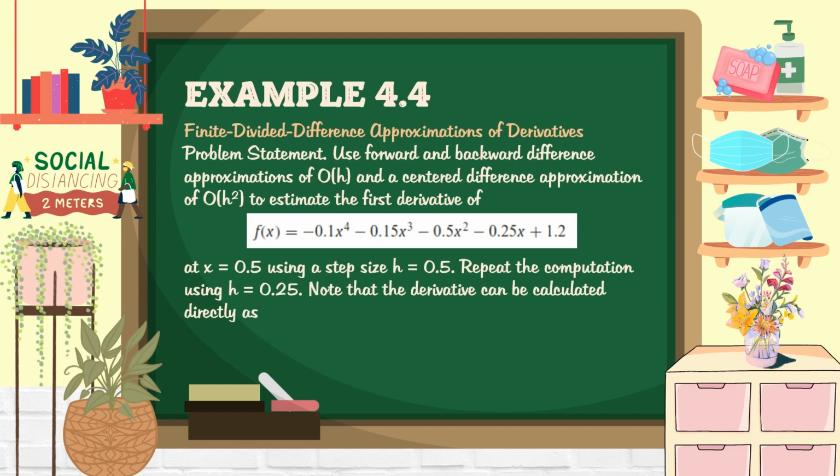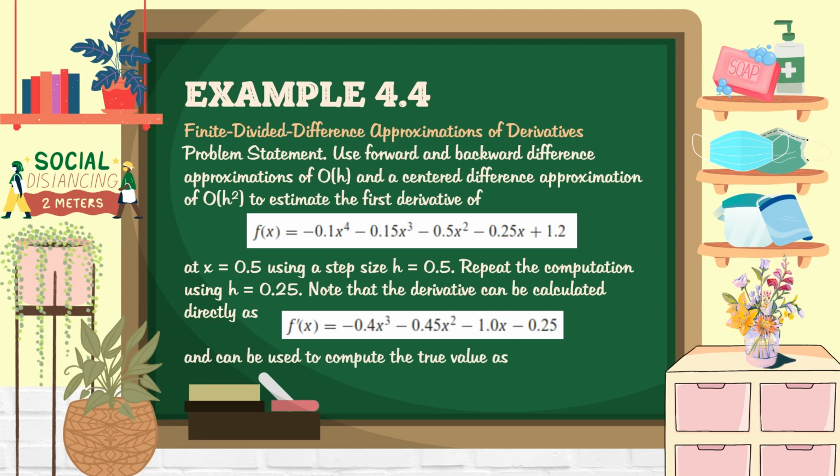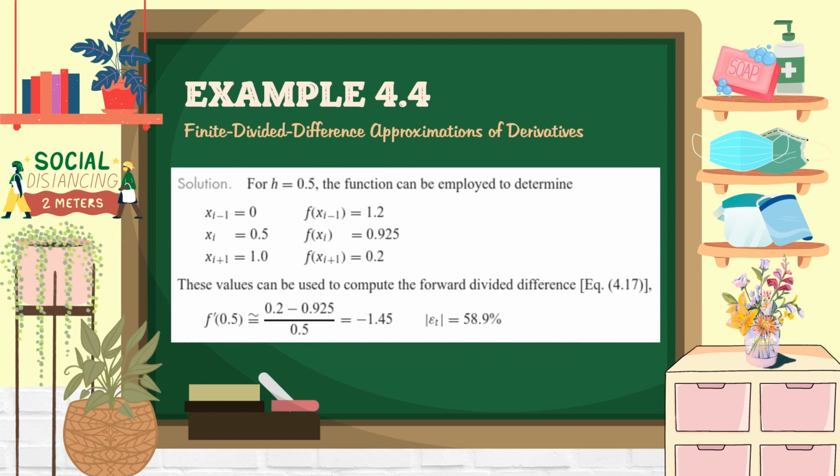Note that the derivative can be calculated directly as f'(x) = -0.4x^3 - 0.45x^2 - 1x - 0.25, and can be used to compute the true value of the first derivative of the function at x equals 0.5, which is equal to negative 0.9125. So for the solution, for h equals 0.5, the function can be employed to determine f(x sub i) at x sub i equals 0.5. So x sub i minus 1 will be based on the given step size of 0.5. So we will have x sub i minus 1 equals 0 and x sub i plus 1 will be 1.